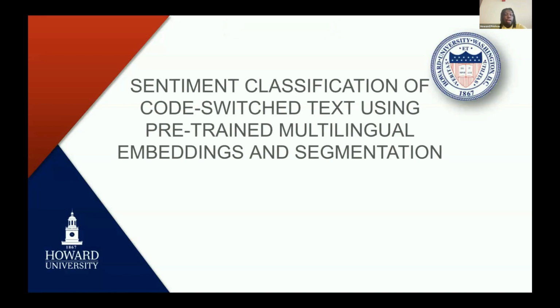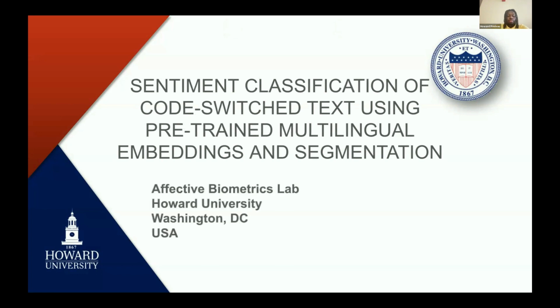Hello, my name is Prioleau, and I am an undergraduate research assistant, and I will be presenting our research on sentiment classification of code switch text using pre-trained multilingual embeddings and segmentation. This is a part of the Effective Biometrics Lab at Howard University.